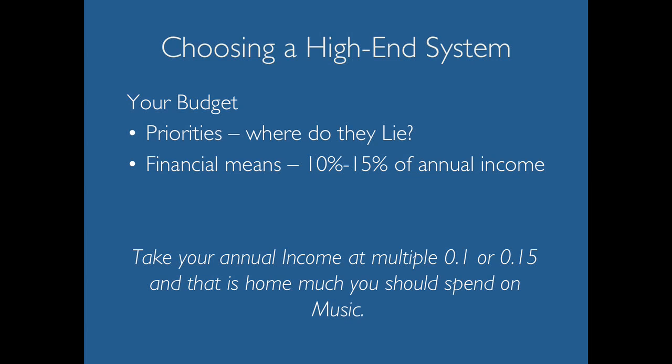Now, obviously, this is going to be different for me as a professor and different for you as a student. So instead, take what your annual income is and multiply it by 0.1 or 0.15 for a total of 15%. And that is how much, as it says here, you should spend on music or on your high-end audio system. If your annual income is zero, well, then the math is very, very easy. But perhaps that means you need to not have an income of zero in order that you can start acquiring some of the tools that you're going to need.